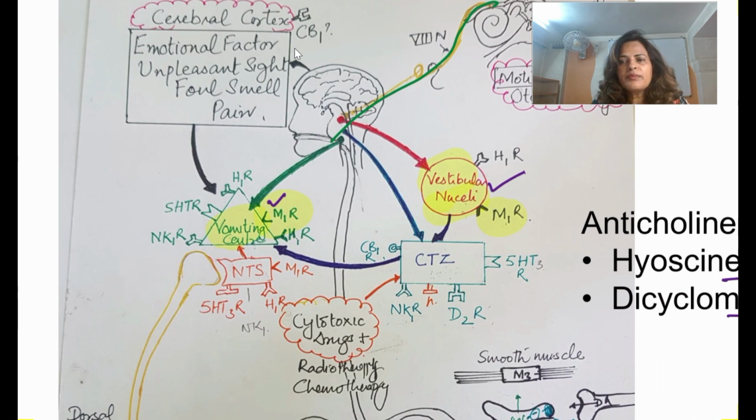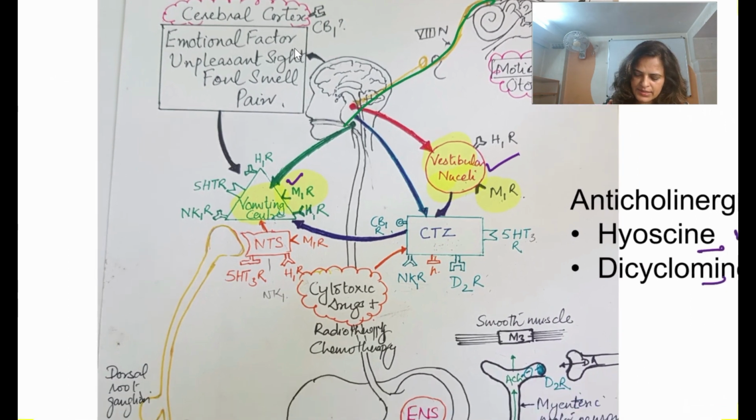Now, the vestibular apparatus, when does it get stimulated? Whenever the person feels motion sickness, whenever the person gets rotated or the equilibrium is disturbed. So this group of drugs is used mainly for vomiting due to motion sickness.